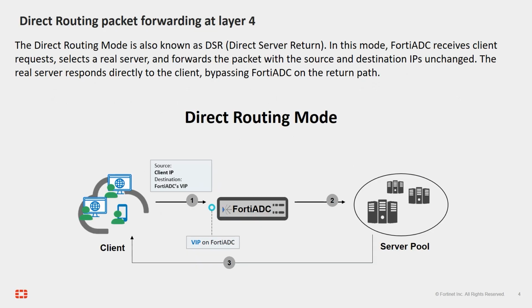Direct routing is also known as DSR, direct server return. In this mode, FortiADC receives client requests, selects a real server, and forwards the packet with the source and destination IPs unchanged. The real server responds directly to the client, bypassing FortiADC on the return path.